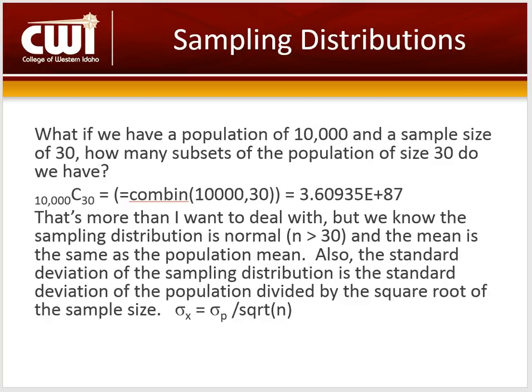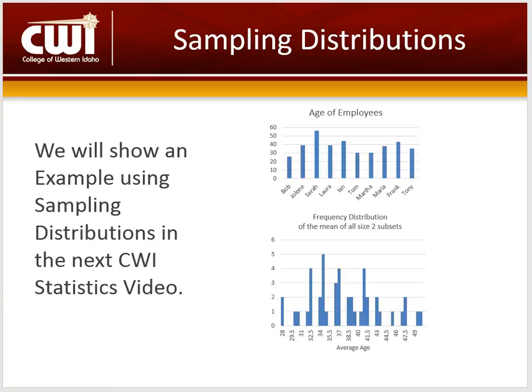Fortunately, because we have the central limit theorem, we know a lot about the sampling distribution. First, we know it is normally distributed because the sample size is 30. We know that the mean is the same as the population mean, and we know that the standard deviation is the standard deviation of the population divided by the square root of 30. In the next video, we will look at this example.